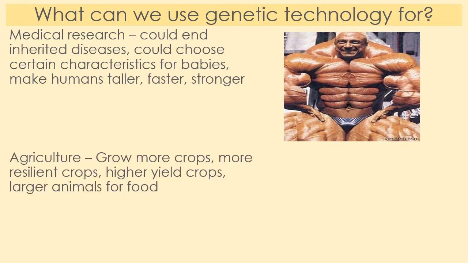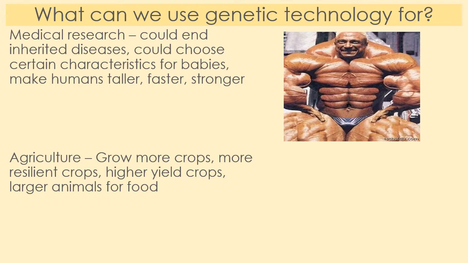Now, in agriculture, slightly less controversial than getting everyone to look like that chap there, we could grow more crops, so we could grow more food, which would be great for feeding people. We could grow more resilient crops, so crops that can grow in hot conditions or cold conditions, dry conditions, very wet conditions. We've even been able to make crops that glow in the dark when they need watering. They've taken a gene from a jellyfish and put it into crops. It's amazing the stuff they can do.